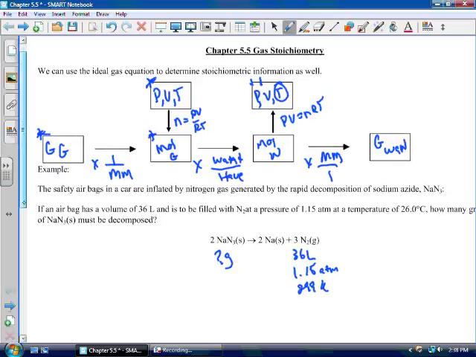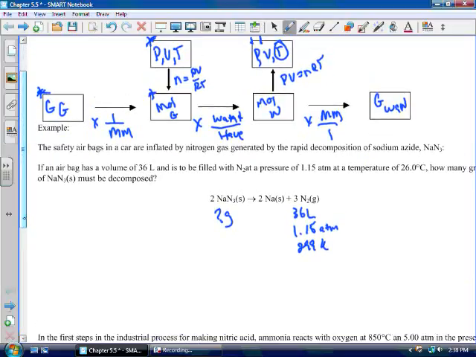to get those conditions. All right, so given what we know, looking at our diagram, we are not starting with grams given because we don't know the mass of anything. We're not starting with moles given because we don't know the moles of anything. But we do know the pressure, volume, and temperature of something. So we are going to start here. And we're going to end over here.